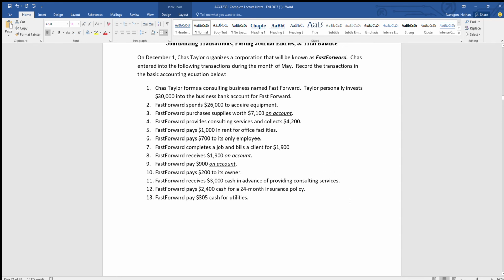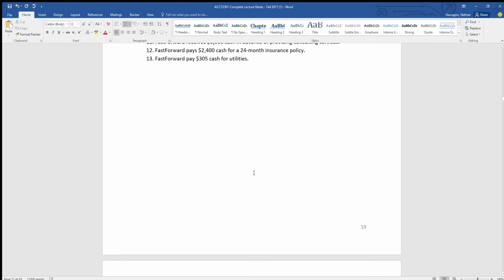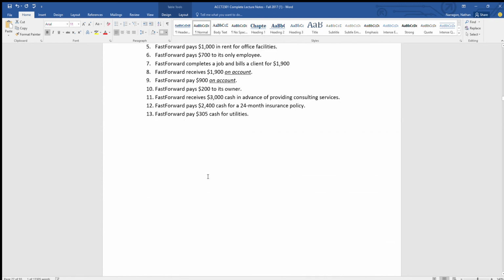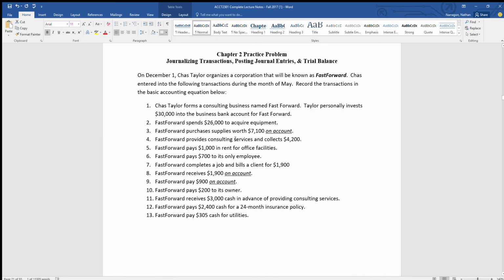We're OCD about that. So, transaction number 3, we actually purchased supplies worth $7,100, and we did it on account. Since it's supplies that we now take ownership of, that is going to be our debit. Now, our credit right here says on account.